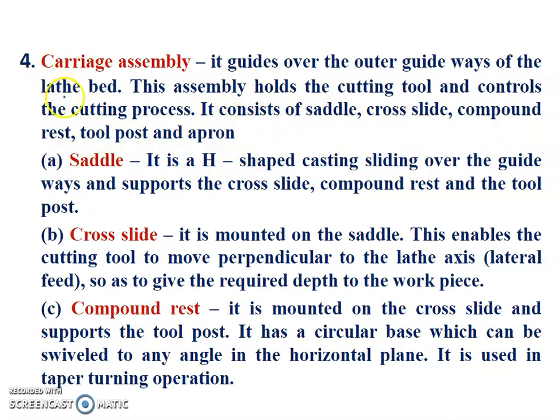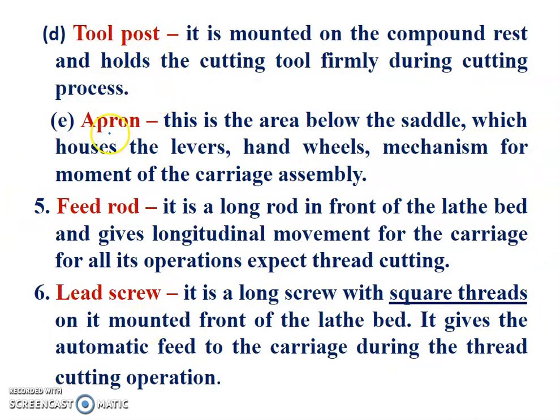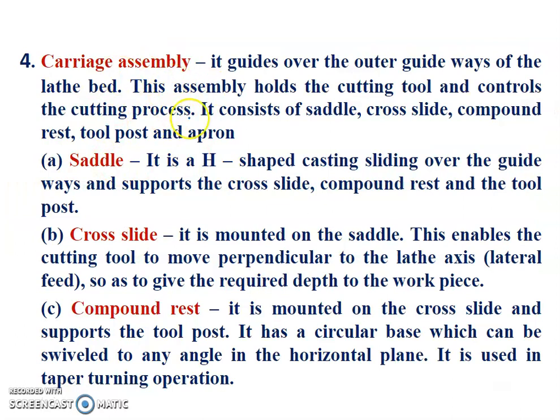So here this part is called the carriage assembly. It is the assembly of different sub assemblies. Sub assemblies means some small parts of the lathe are included in the carriage assembly. We can see the first part, that is the saddle, and cross slide, compound rest, and again we have tool post, apron. So these are all the sub parts or the sub assemblies of the carriage assembly.